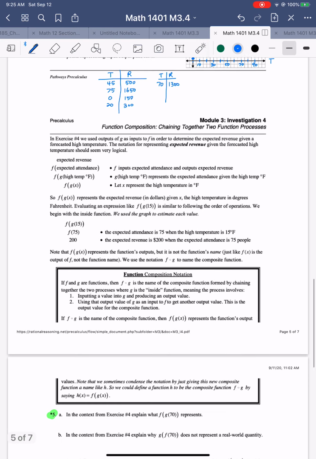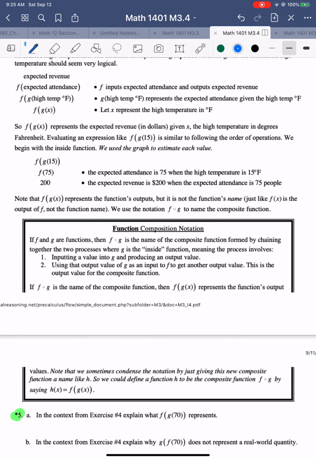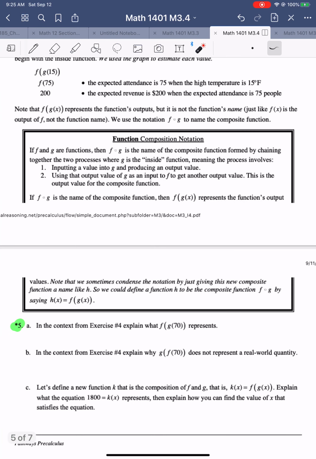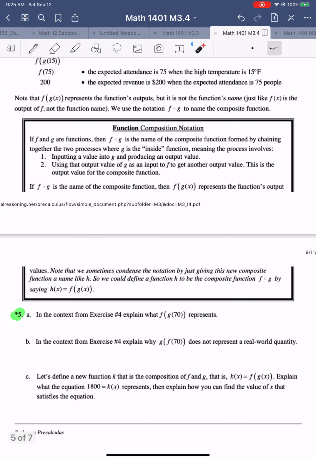Okay, so now let's talk about the composition notation. So notation is we're using these symbols, okay? So this is open, that's about here. Okay. So number 5, we are using exercise 4, which we just finished. Explain what f of g of 70 represents, okay? So the 70 we have here, this is input in the g function, input in the g function, okay?